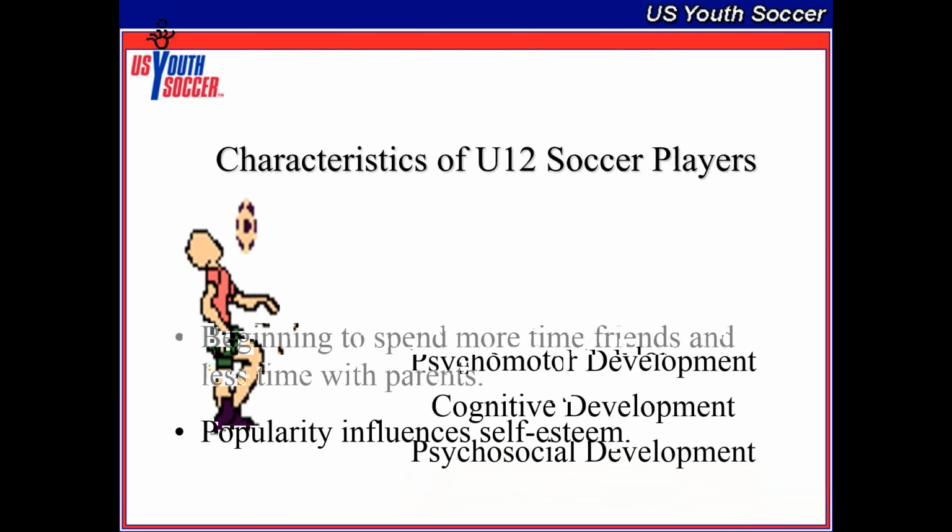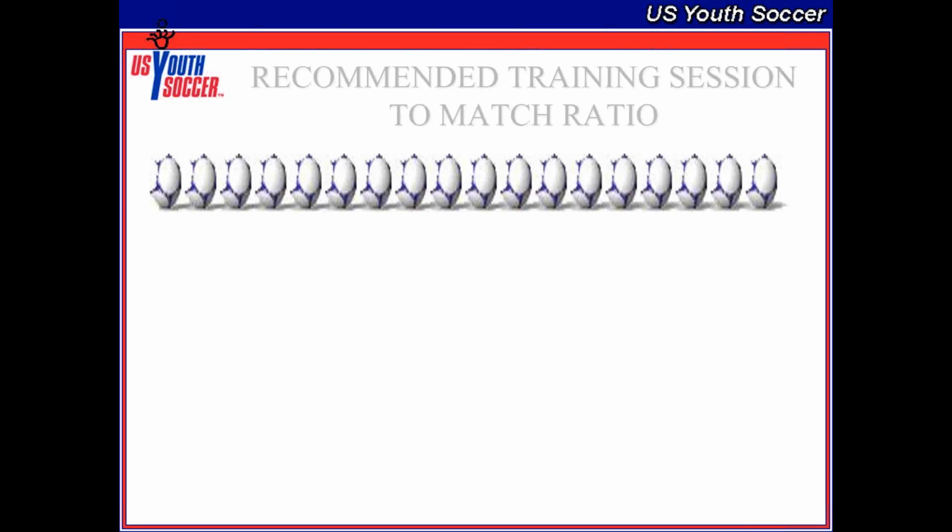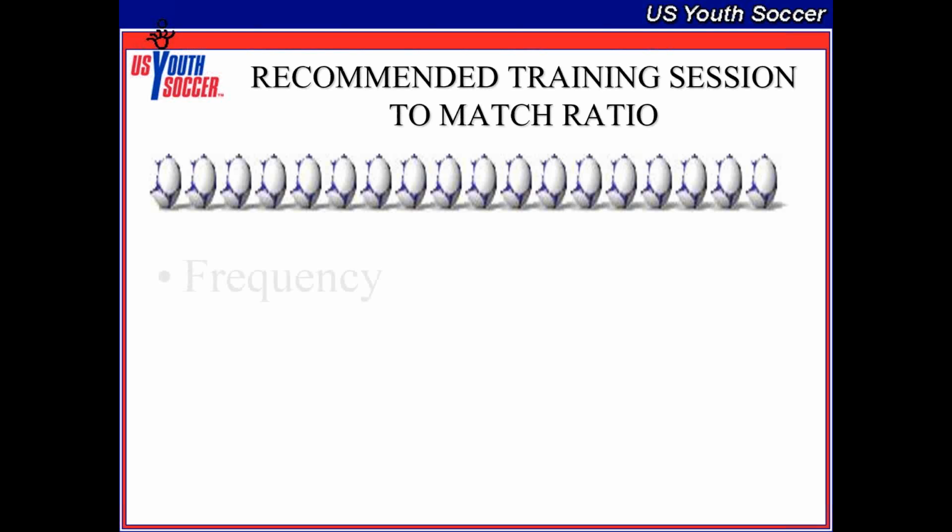So soccer provides a great opportunity to be able to do that. And then, of course, they're becoming much more aware of their popularity and how they fit in, and the effects that that has upon them. So those are the ages where we gave you some details, since that's the beginning of it all.